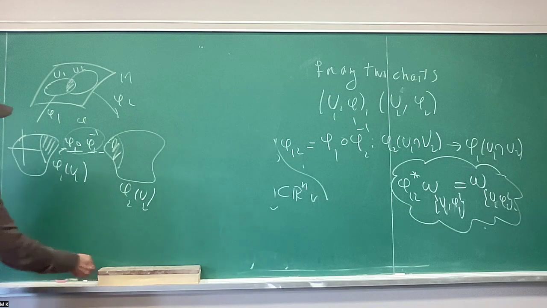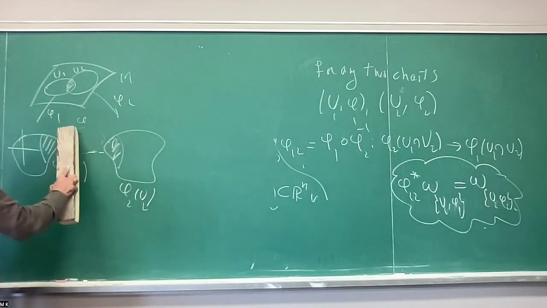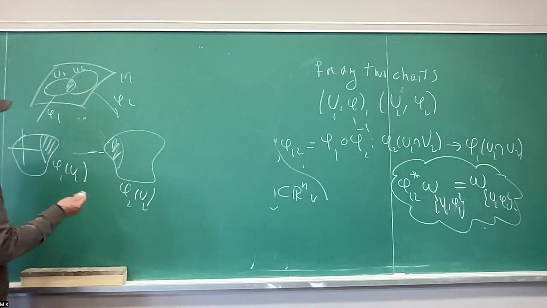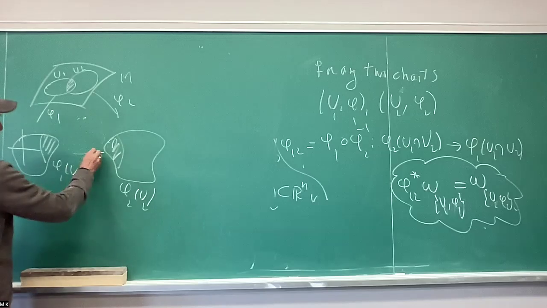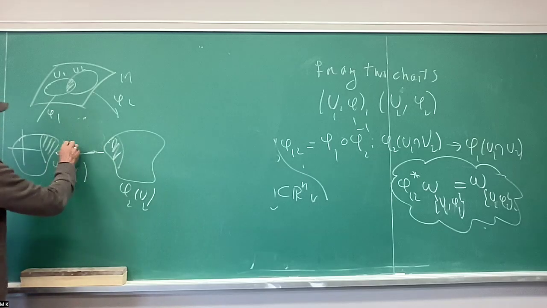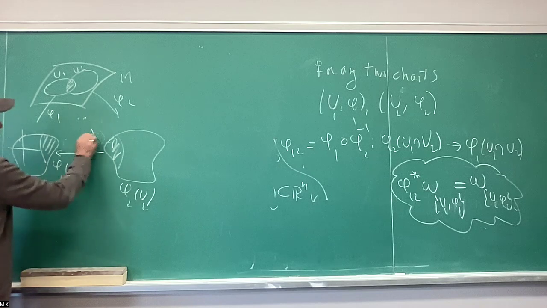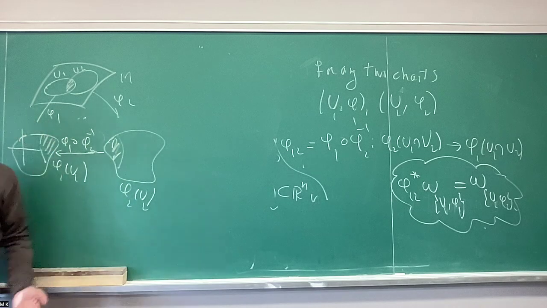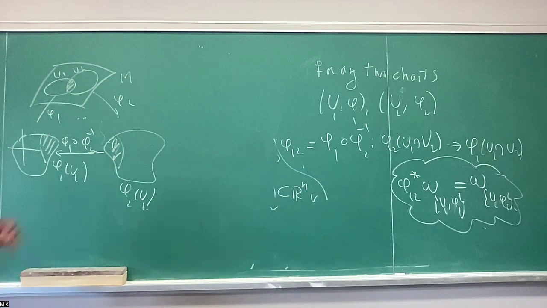I can invert it actually, so let me take that. This is phi 2 inverse composed with phi 1. What you're saying is that you have a differential form here and a differential form here, and if you restrict to the relevant domains, the pullback of the differential form here should be the differential form there. That's it. It's a compatibility condition.